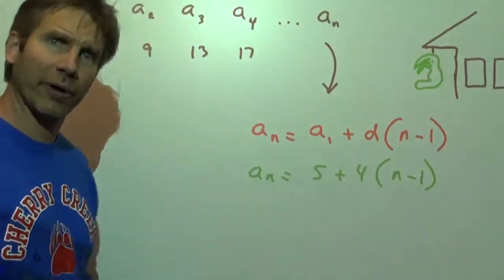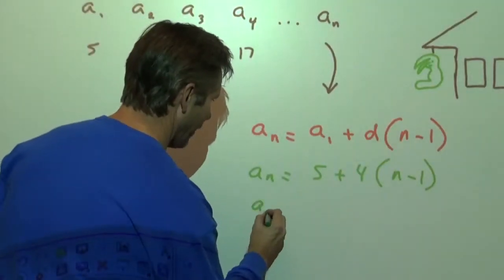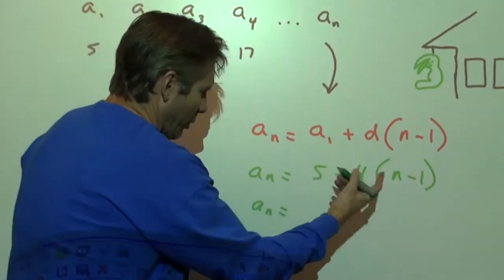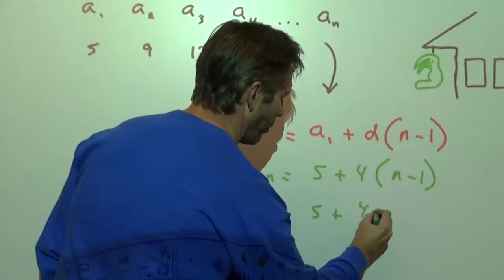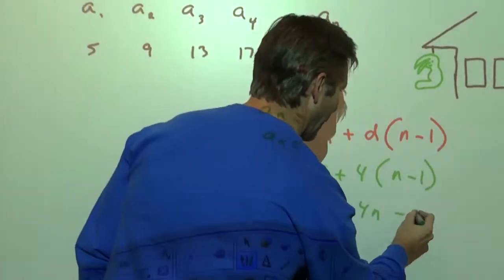Let's distribute the 4 across here, and we're going to be left with a rule that says to find the nth term, whatever you want to put in for n, we get 5 plus, distributing the 4, 4n, and then 4 times negative 1, we're going to minus 4.